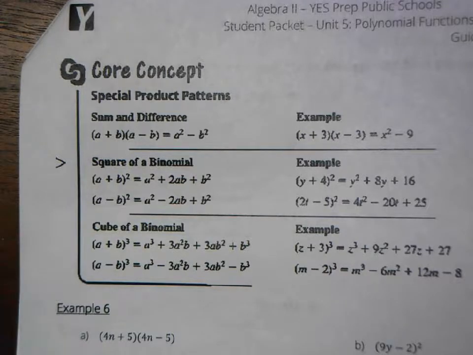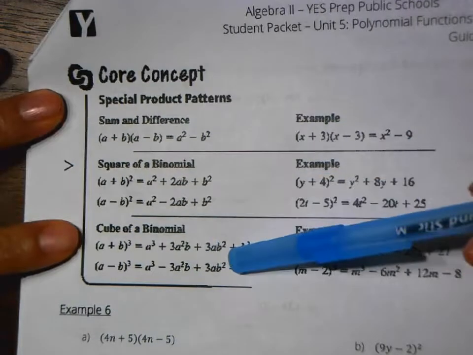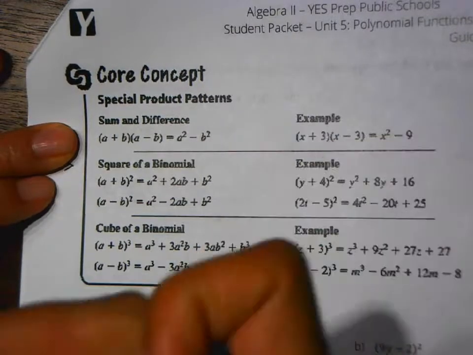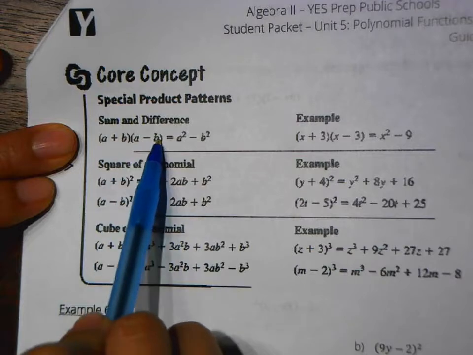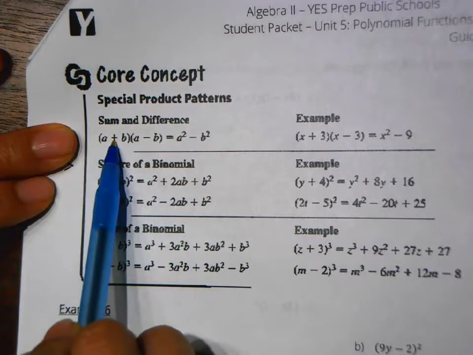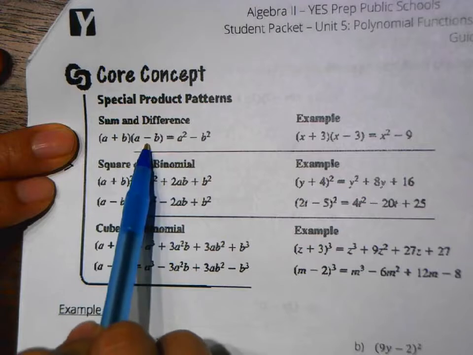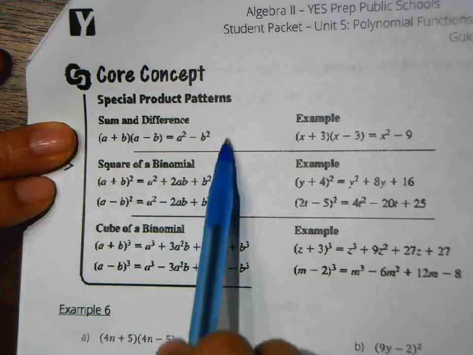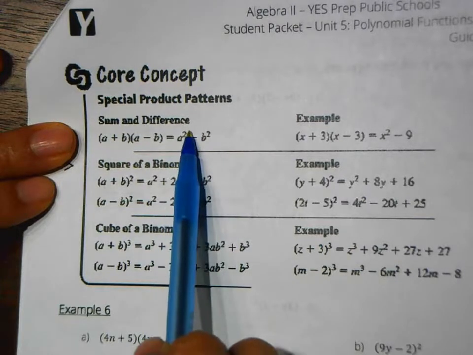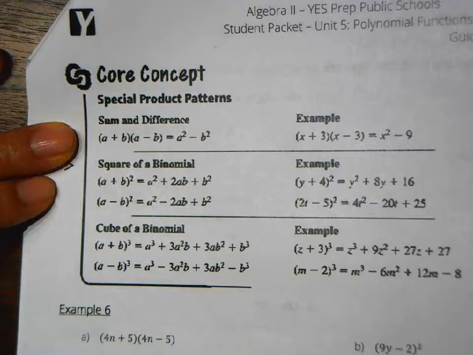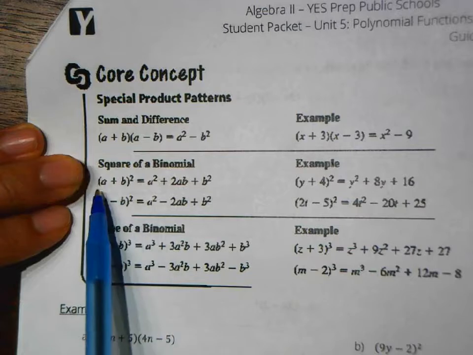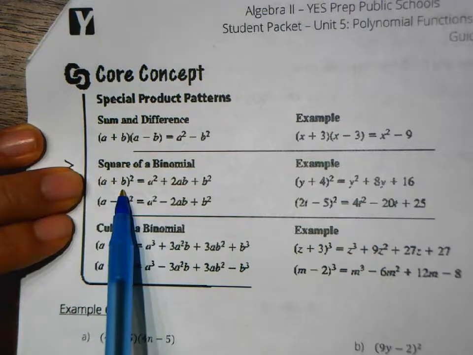Some multiplication that would come in a product. And these are the three special products that you should be aware of. There's a sum and difference, which says you have the exact same number in each of the factors, except one of them is addition and one of them is a subtraction. When you multiply that together, the answer will always be your first number squared minus the second number squared. Another one is called a square of a binomial, meaning you have a factor multiplied by itself.